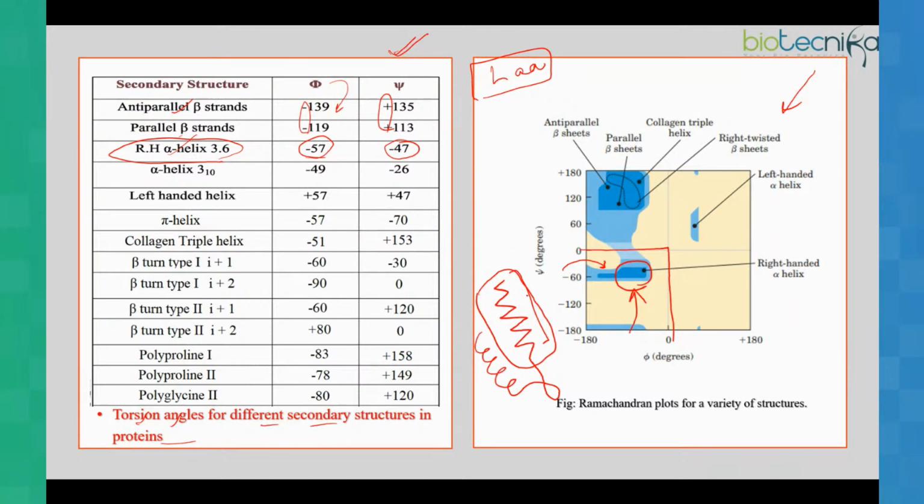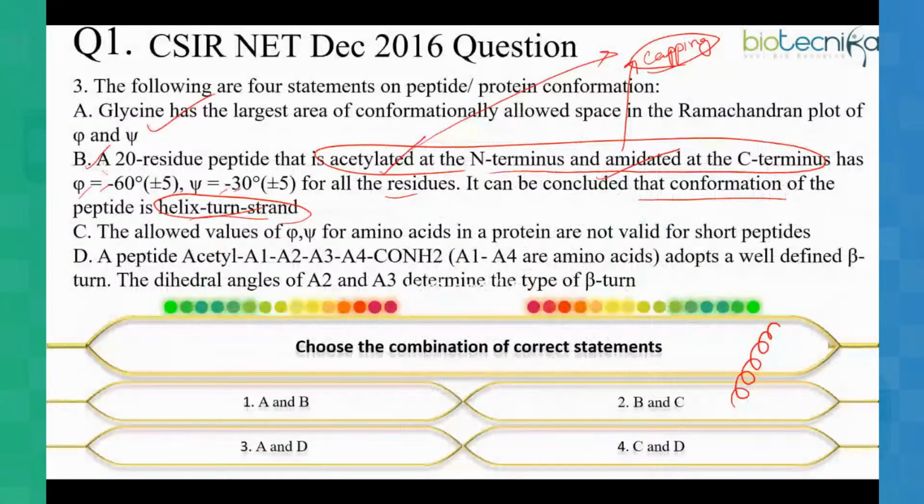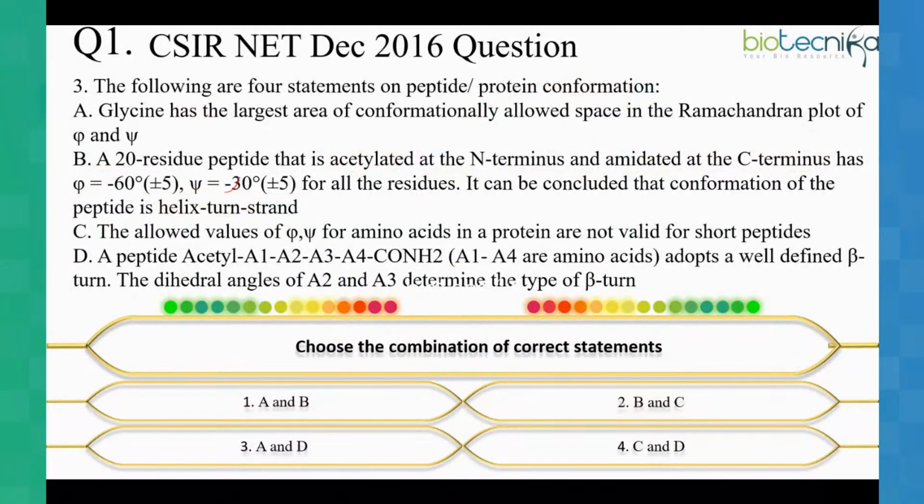If strand is present, it means you should also have the phi psi values with a positive psi. That's why the statement is incorrect. If it had negative phi psi for all the residues, that means positive psi is not present at all, then it can be concluded that the conformation is entirely helix. Turn and strand are not present. If turn and strand would have been present, you would have seen phi psi values according to that. That's why the statement is wrong.